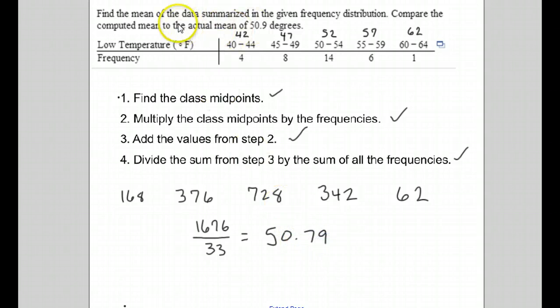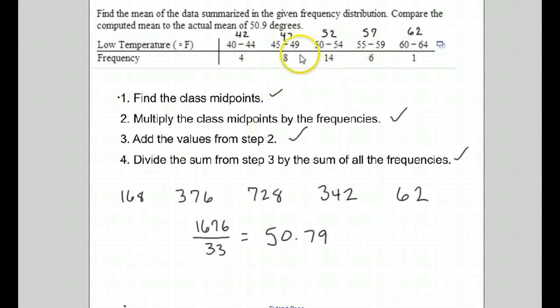Alright, and then it says compare that computed mean to the actual mean of 50.9 degrees. Relatively close, a little bit smaller. But again, we don't see what these 4 numbers in here that were between 40 and 44 are, we don't know what they are. So we're using 42 to represent all 4 numbers. Same here. It could have been 45, 45, 45, 45, 45, 45, 45, and a 49. But we're using 47 for all of them because we don't have the original data set. We just have the frequency distribution.